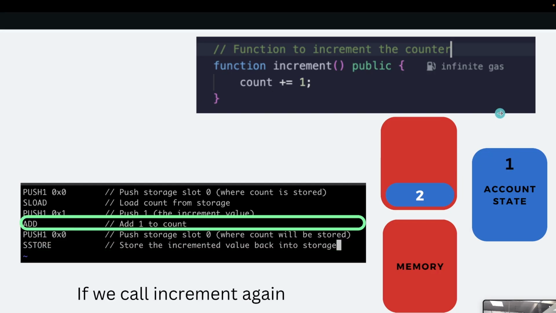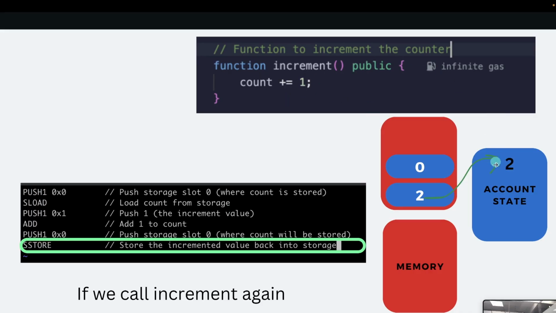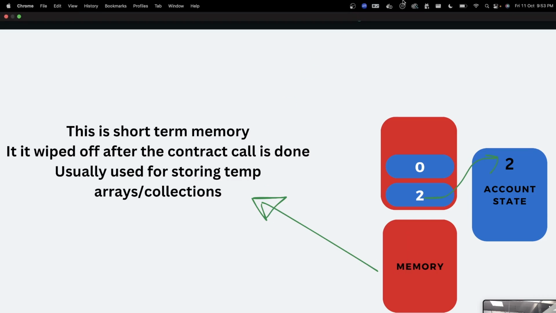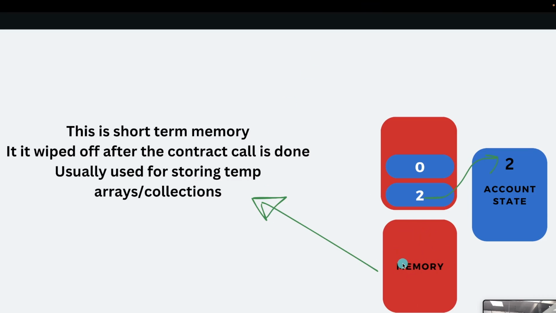All of this is assuming that the count variable is stored in the 0th value here in the account state and in the memory. That gets propagated to the state eventually. One more thing I haven't talked about is this memory section, which is short-term memory, which basically means यहाँ पे whatever you store does not reach the blockchain. यहाँ पे whatever you store dies as soon as the transaction is finished. It is wiped off after the contract call is done.